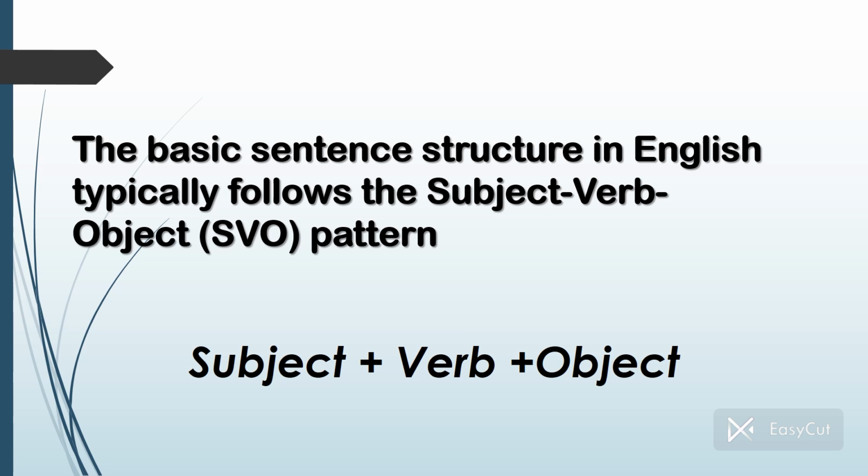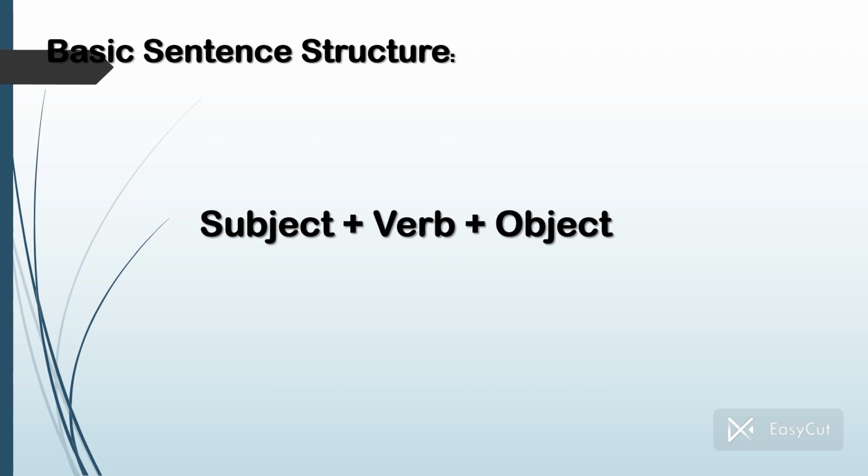Alright, so what is a basic sentence structure? In English, the typical pattern of a basic sentence is subject, verb, and object. It is always followed by subject, and it follows by verb and object. In my previous videos, I've talked about subject, verb, and object in detail. So let's come to the examples. Here again, subject, verb, and object. This is the pattern that a typical simple sentence follows.